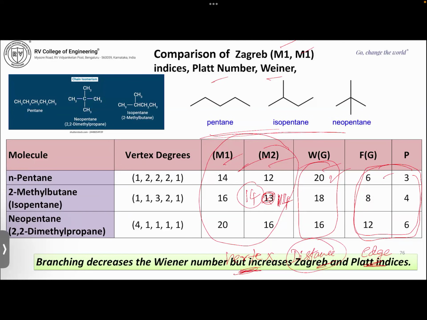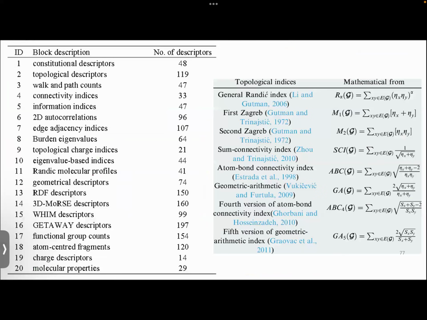This is very, very small, right? Because in computational chemistry, if you want to become an expert, you have to learn a lot. So you can see that this is one of the slides from a research article that I have just taken. You can see the number and types of descriptors that should be studied. Constitutional descriptors are about 48, topological descriptors 119. In 119, I have discussed only 3. Like that, there are many descriptors to represent the molecular graph in numbers.